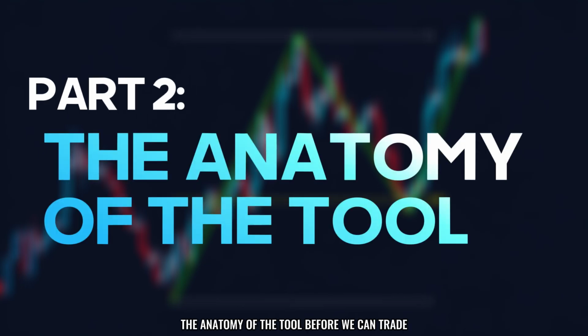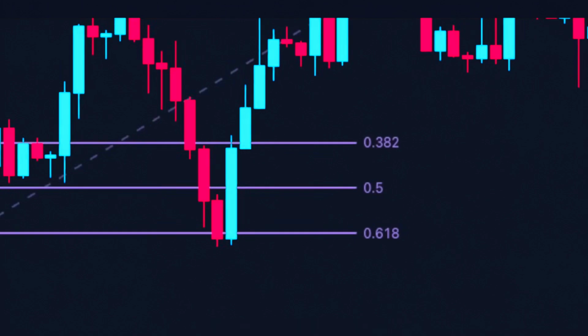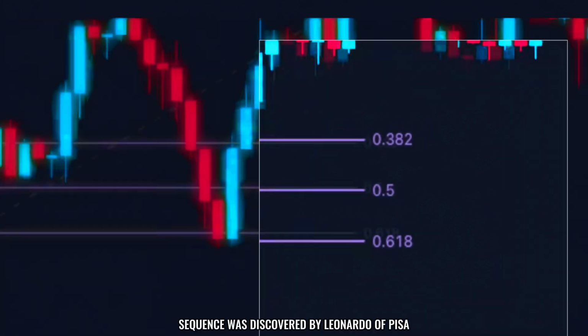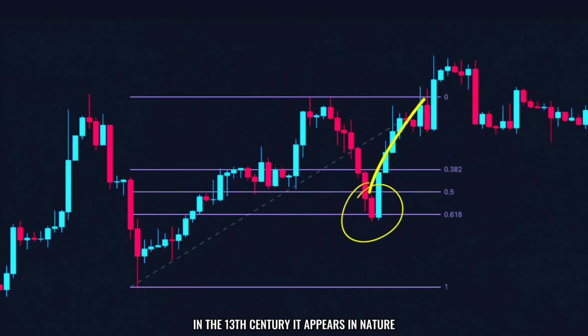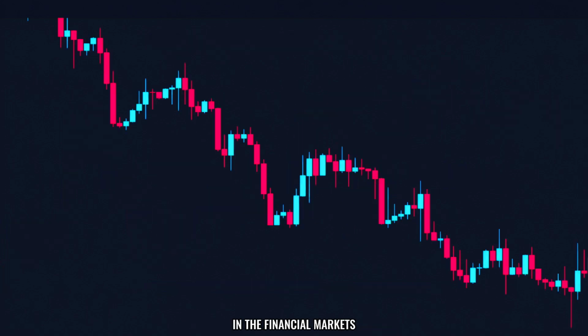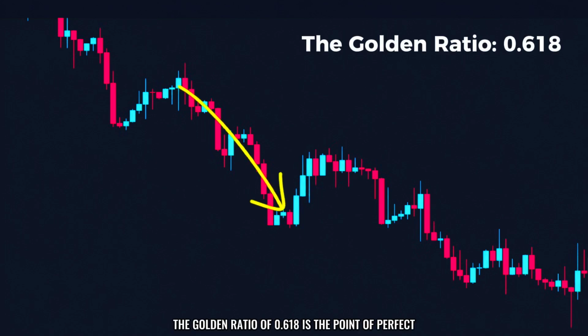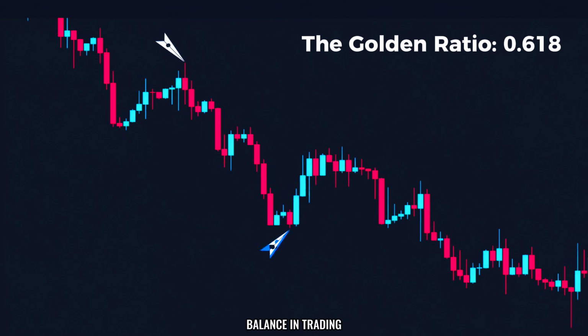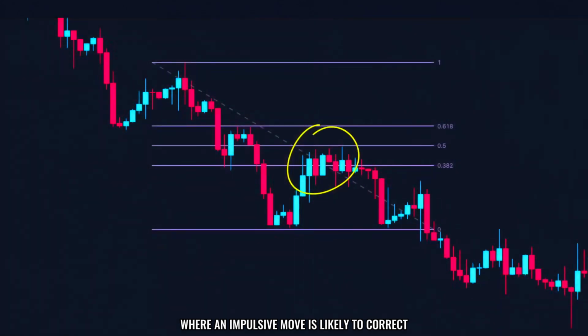The anatomy of the tool. Before we can trade, we must calibrate our instruments. The Fibonacci sequence was discovered by Leonardo of Pisa in the 13th century. It appears in nature, in architecture, and yes, in the financial markets. The golden ratio of 0.618 is the point of perfect balance. In trading, we use this ratio to identify where an impulsive move is likely to correct before continuing.